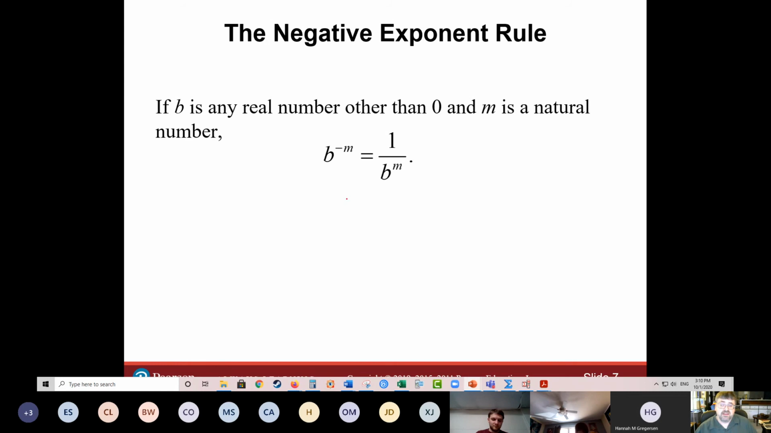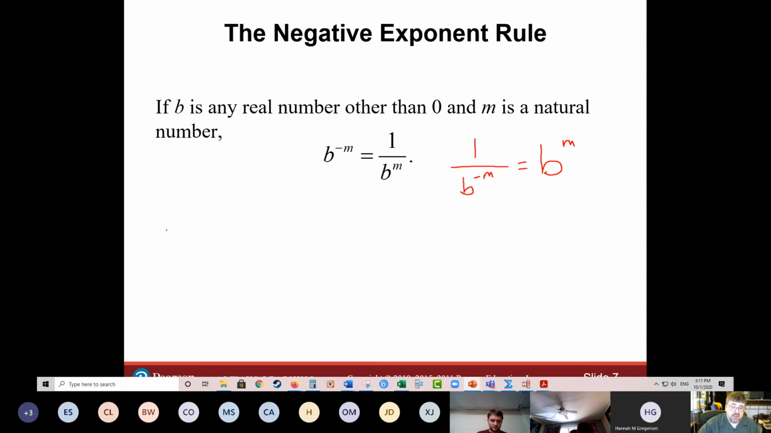And so we have the negative exponent rule, which is that if b is any real number other than 0, and if m is a natural number, then b to the negative m is the same as 1 over b to the power of m. It is also true that 1 over b to the negative m is the same as b to the power of m.